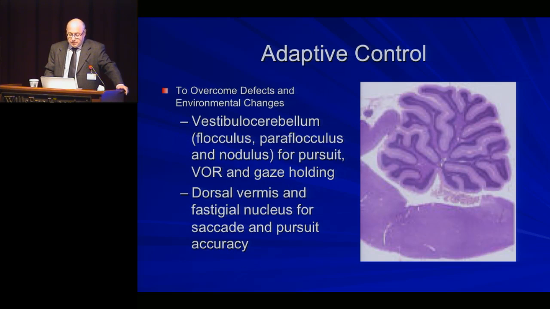What if things go wrong? To overcome defects as well as changes in the environment, the cerebellum comes in to modify the system and dampen some of the activity. The vestibular cerebellum for pursuit, vestibulo-ocular reflex and gaze holding, and the dorsal vermis and fastigial nucleus for saccade and pursuit accuracy.